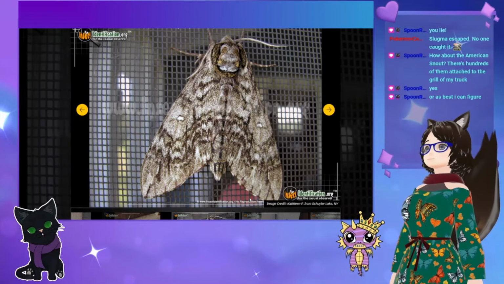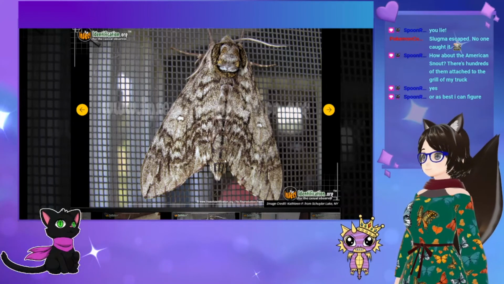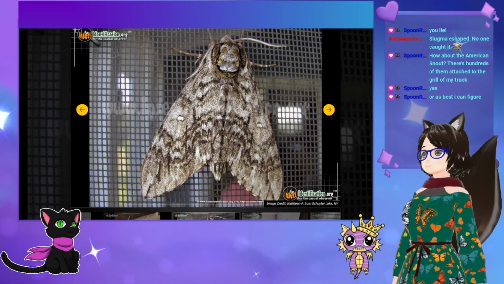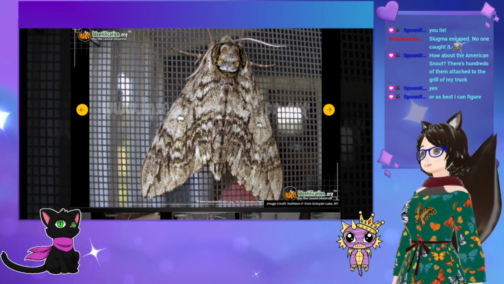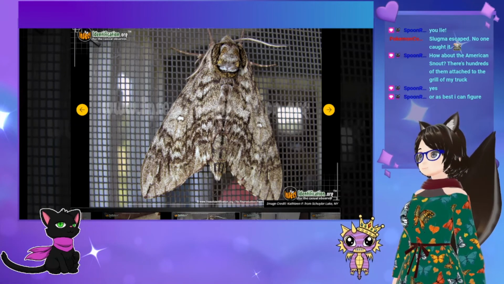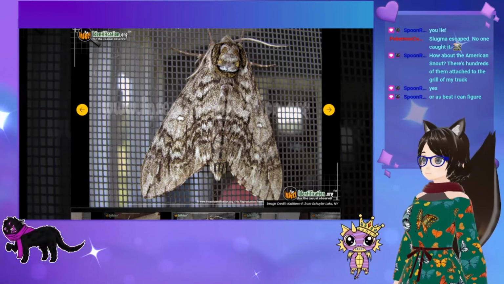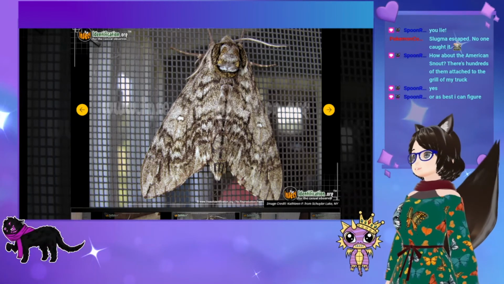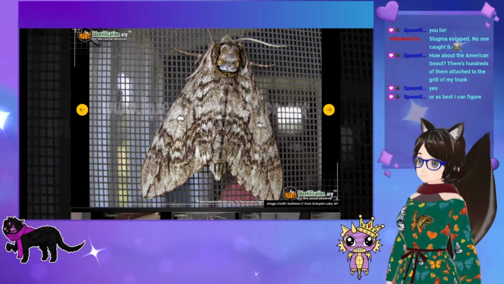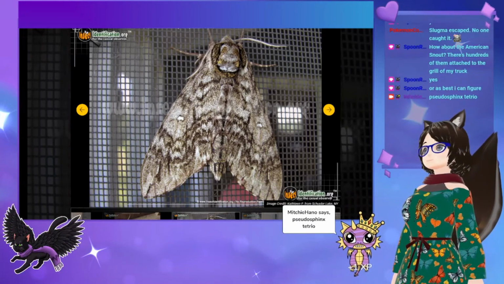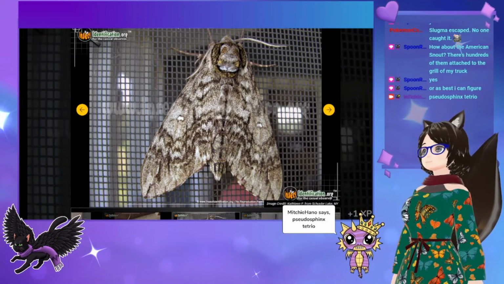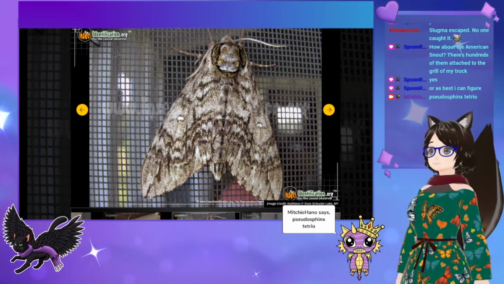And let's see. Spyro, you're up. You're going to tell us the species name. Michiano says, Pseudosphinx tetrio. Oh, that was pretty close. Nice.